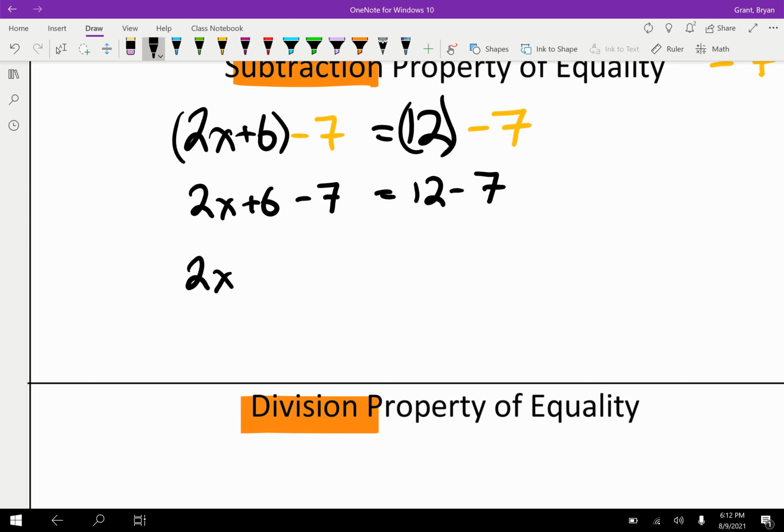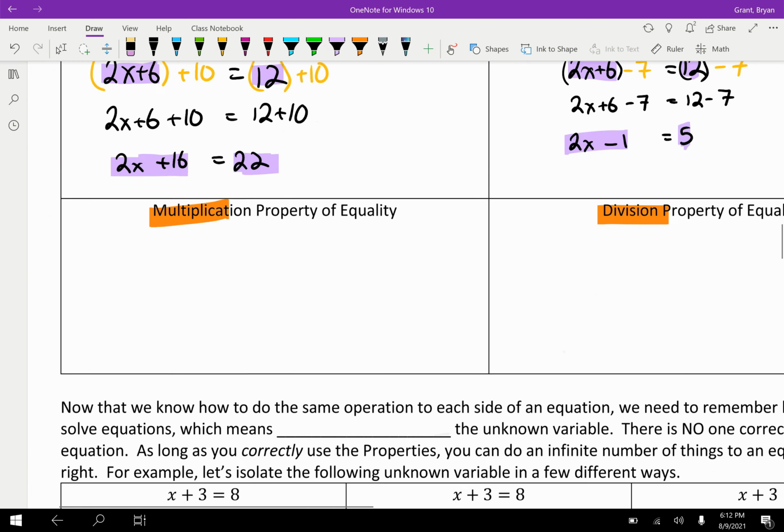Let's simplify. 6 minus 7, negative 1. 12 minus 7, 5. What did we do? Well, we said whatever the answer to 2x plus 6 equals 12 is, will be the same answer to 2x minus 1 equals 5. In case you're curious, the answer is 3. Right? If you substitute 3 in here, 2 times 3 is 6. 6 plus 6 more is 12. If you substitute 3 in here, 2 times 3 is 6. 6 minus 1 is 5. 5 equals 5. All right, let's move on.